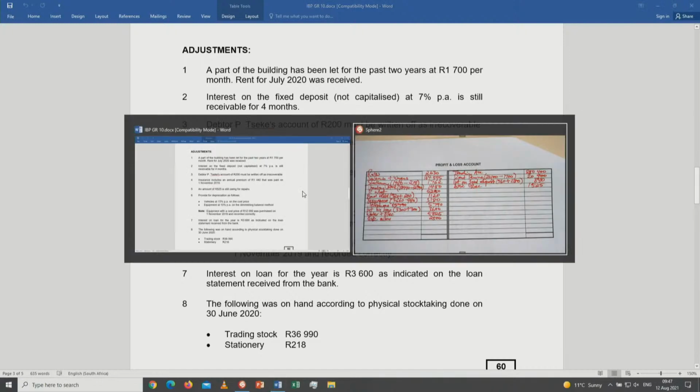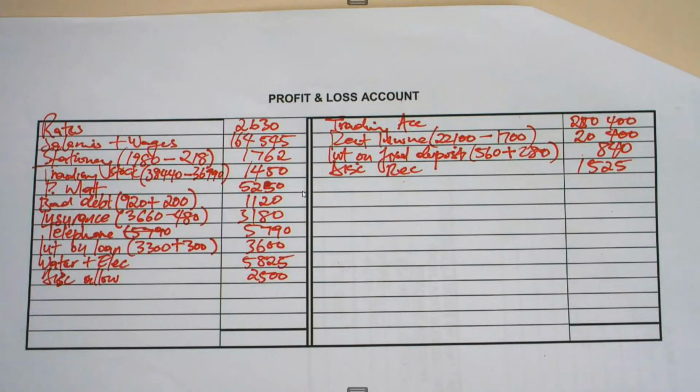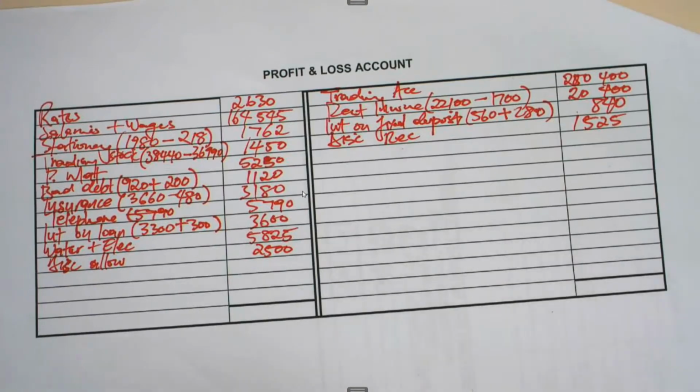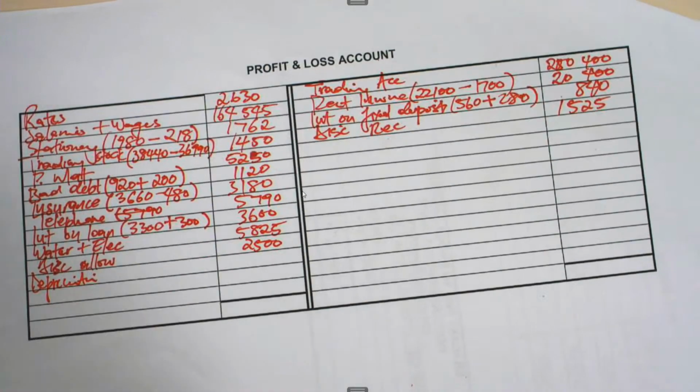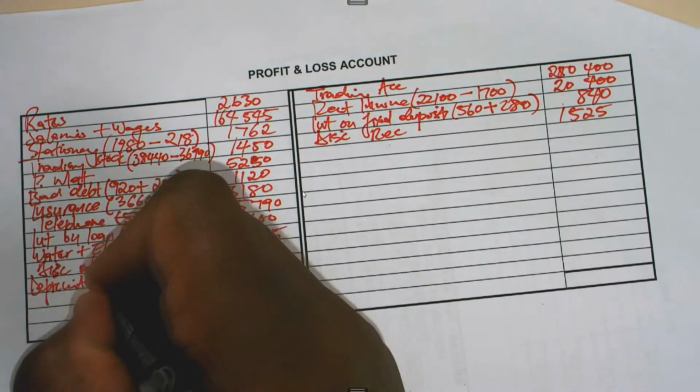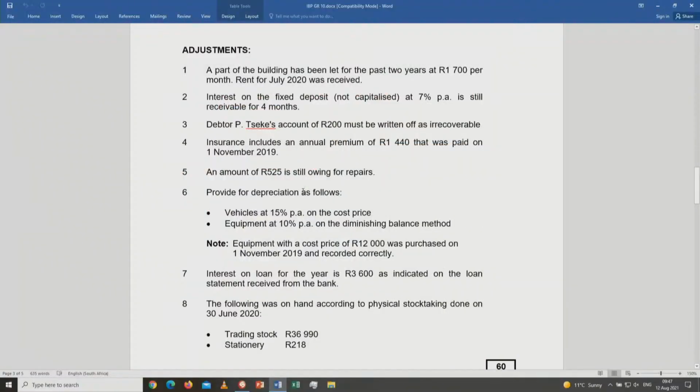This is how we should record it. On our profit and loss account, we'll write the depreciation, and then inside brackets, we must now calculate 15% on cost price for vehicles and 10% on diminishing balance method. Now, those are two types of depreciation method that we are having. 15% we calculate on cost.